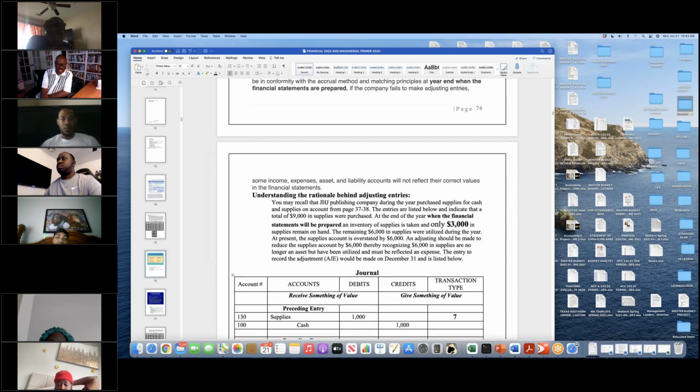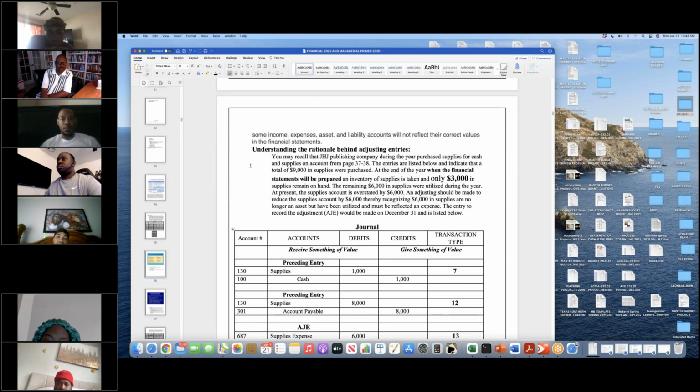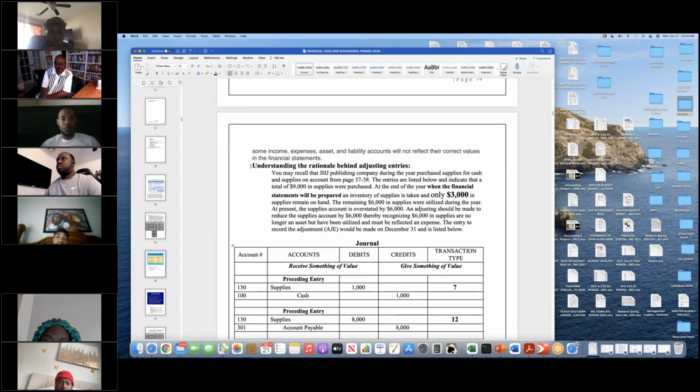Let's talk about the rationale for adjusting entries again. We have been buying supplies. We bought $1,000 in supplies, and then we bought $8,000 in supplies. So we got $9,000 in supplies now. We bought $1,000 paying cash. We bought $8,000 on account. These are kind of preceding entries as we're looking at adjusting entries.